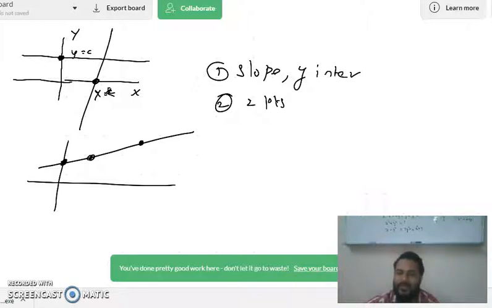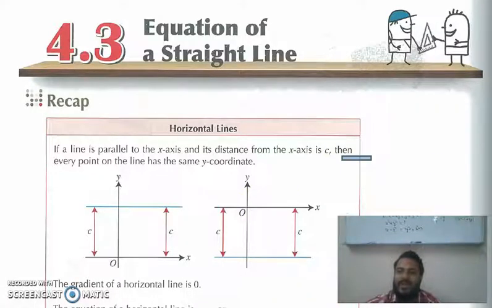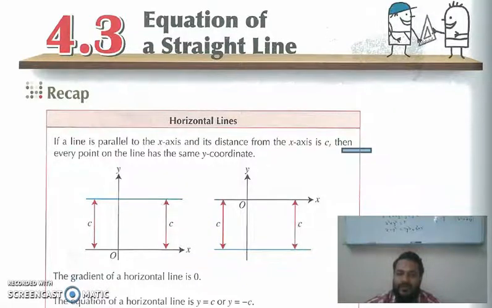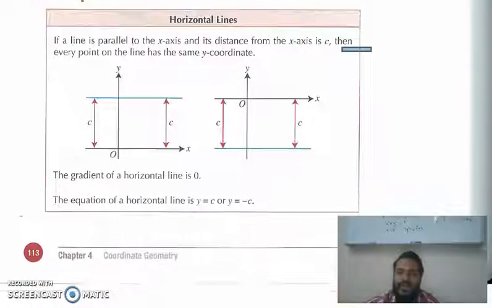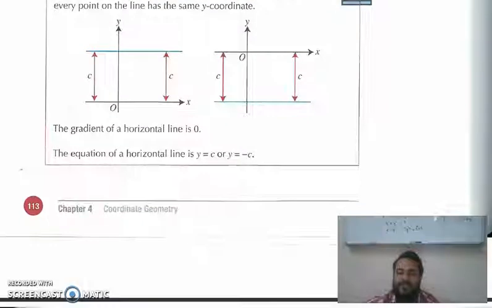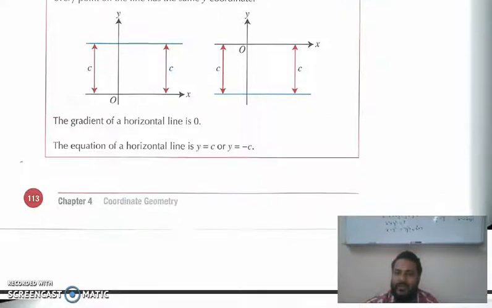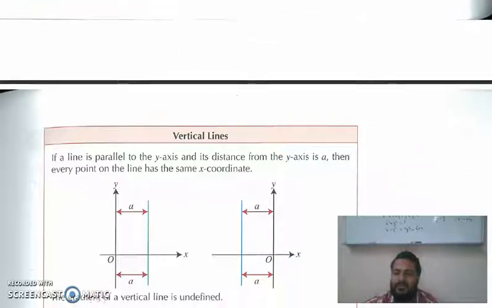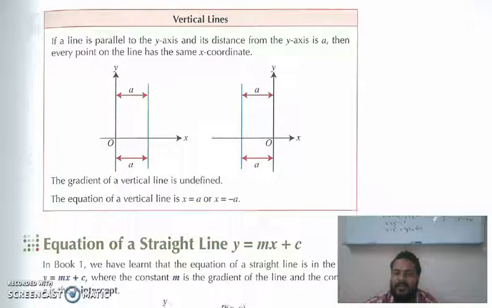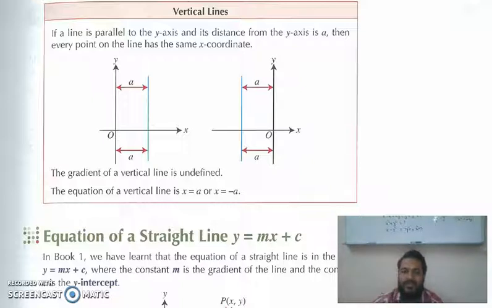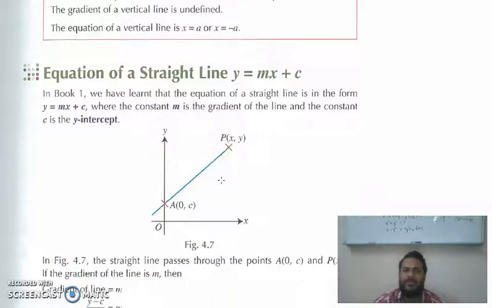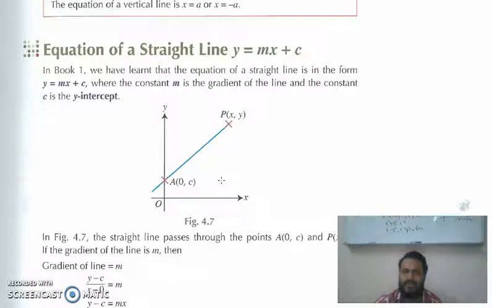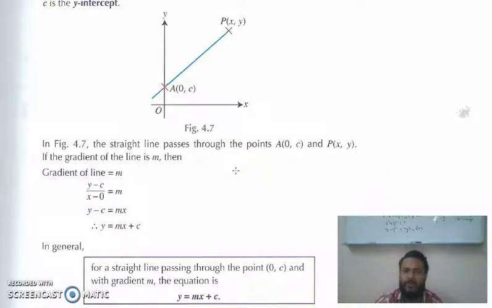Maybe some more ideas. Okay, now check over here. The gradient of the horizontal line is 0, that we know already. The equation of the horizontal line is y is equal to c. Equation of the vertical line is x equal to something. First, the equation of the straight line, y is equal to mx plus c, we are going to discuss.